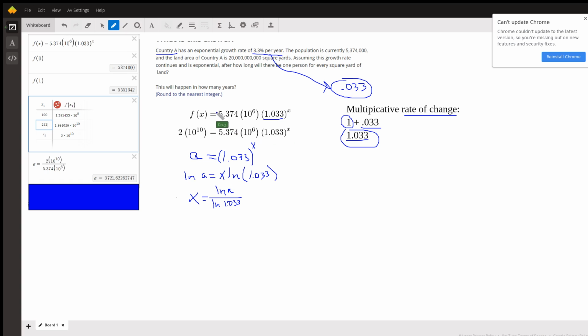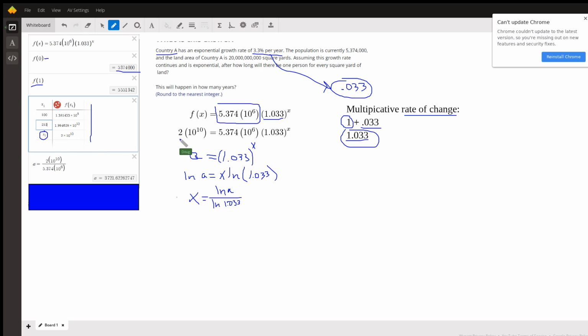This number right here is the initial value. And that kind of proves that we have it right here. Current population, 5,374,000. I just put f of 1 in here to show you that the function does give us exponential growth. Here's a table with some values. There is a value, x of 2, that does give us this 2 times 10 to the 10th.